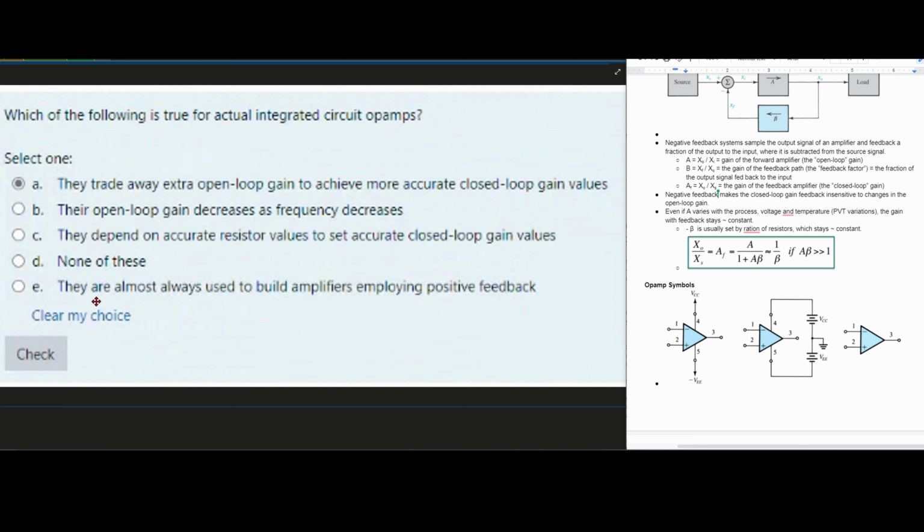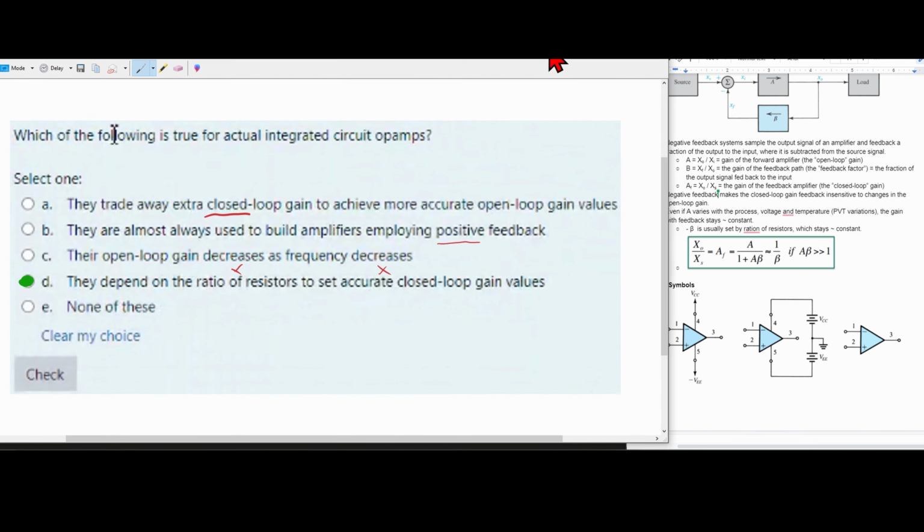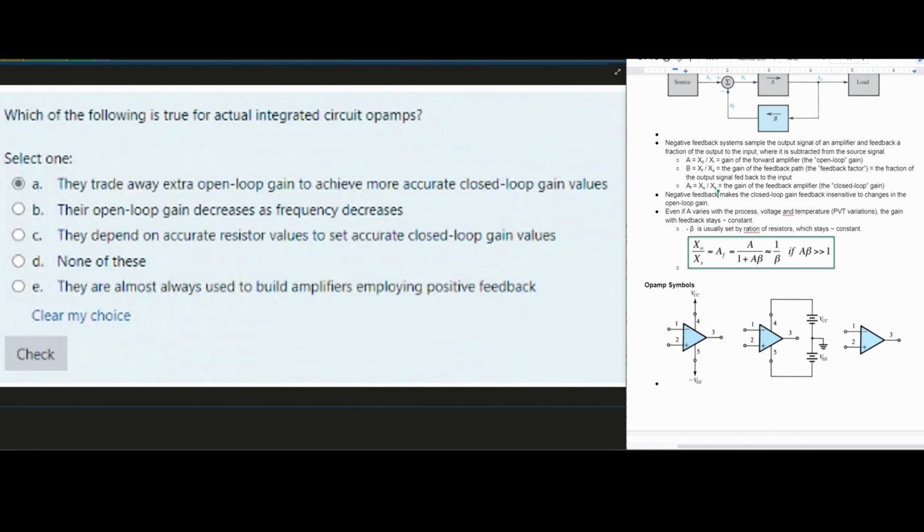For E, it says they're almost always used to build amplifiers employing positive feedback. This is the same thing as B in the previous question, which we know is not true, and that's because of this positive part. They are almost always used to build amplifiers employing negative feedback. So if this were negative, it would be true, but since it's not, it is false.